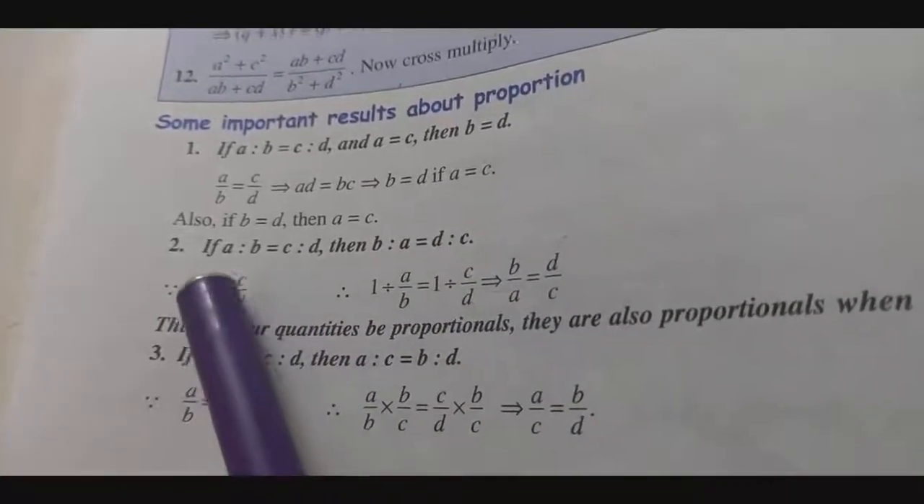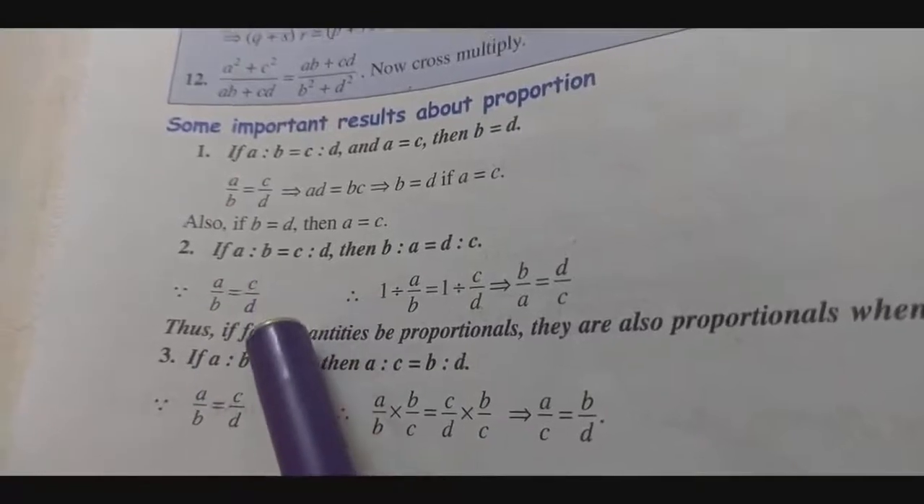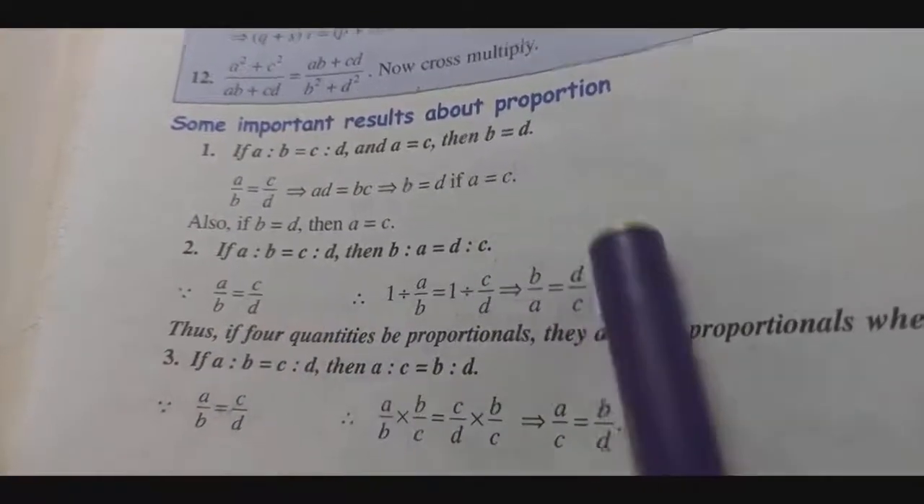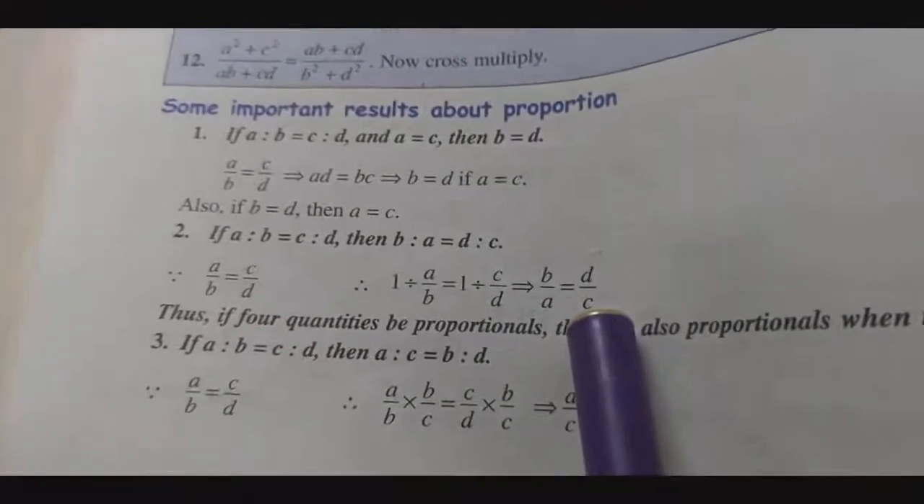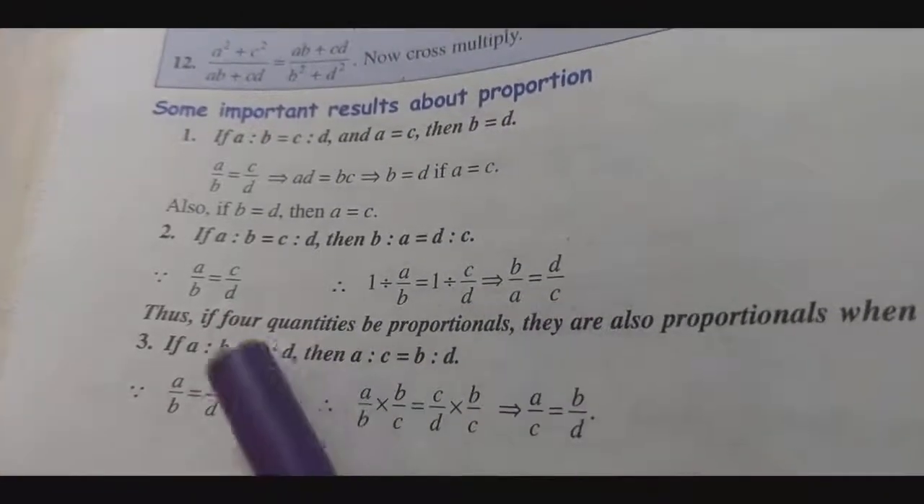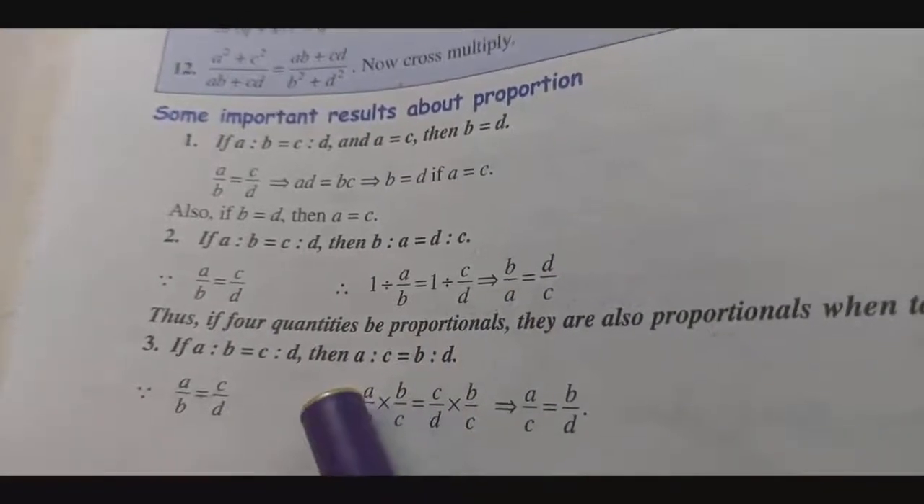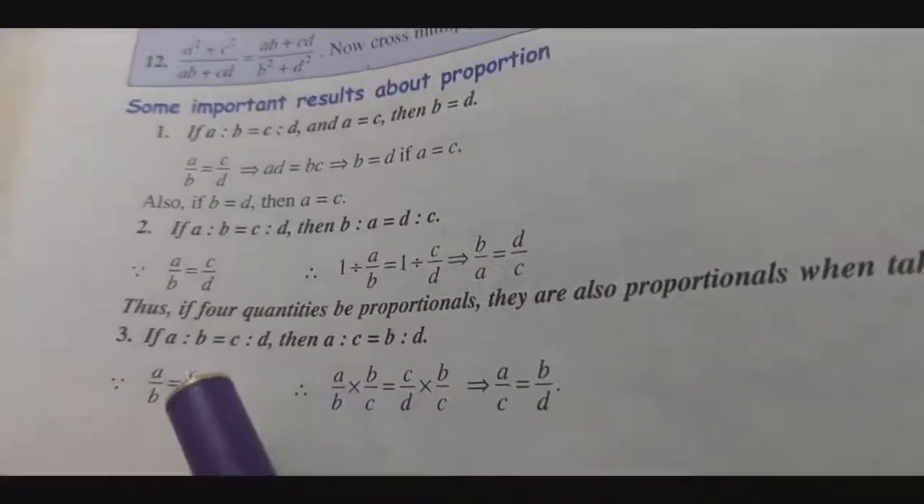Means if the complete A upon B is equal to C upon D is true, then its reciprocal is also true. Nothing else. You can take reciprocal of the ratios directly if it is required in the result or any questions.